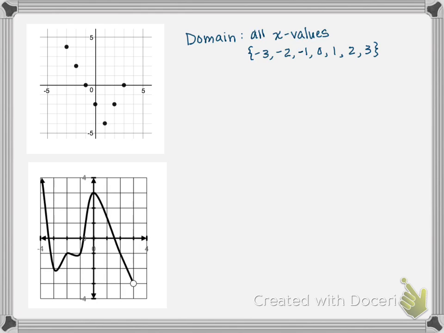And that's our domain. Notice we can't just say all the numbers from -3 to 3, because we have to skip over those decimals and fractions, right? So we're listing just the integers. So then the range is going to be all the y values. So you guys write down what you think the range is.